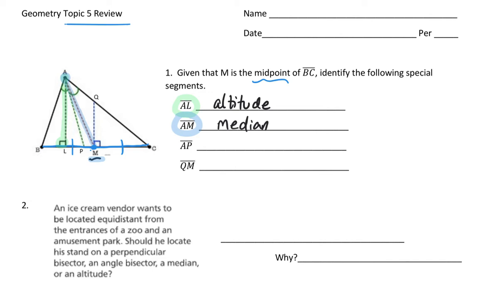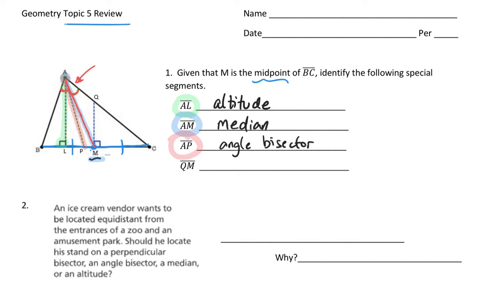Up next is AP. AP goes from A to P, and P's not anything special really. It's not the midpoint. It's not perpendicular, but I do notice these markings on AP. Because it has those markings that we see at the angle here, those congruent arc marks, I know that AP is an angle bisector. So you might notice that we're concerned with all the markings, like the right angles, the arc marks, the tick marks for the midpoint. Those things matter to us.